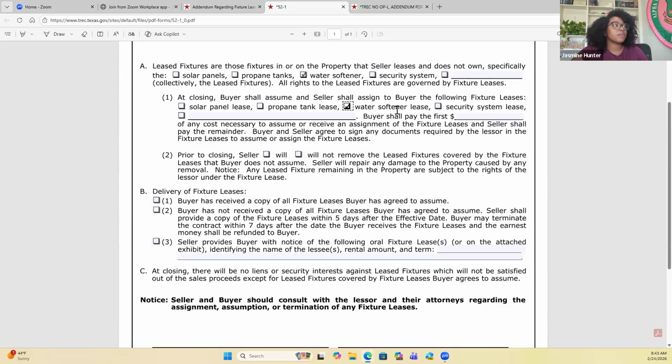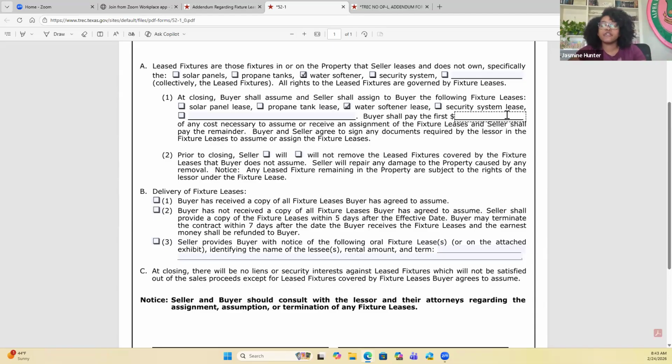Okay. If that person is saying, as the buyer, yes, I want to assume this fixture lease for that water softener, okay, there's going to be a transfer fee. Almost always there's a transfer fee. This box is asking how much of that transfer fee is the buyer going to contribute. So if the transfer fee is $1,000, the buyer could contribute $0, $50, $100, $1,000, $500. Whatever that is negotiated, that's what goes here.